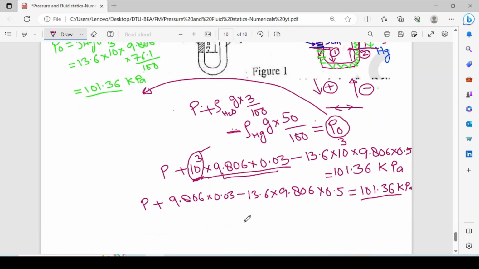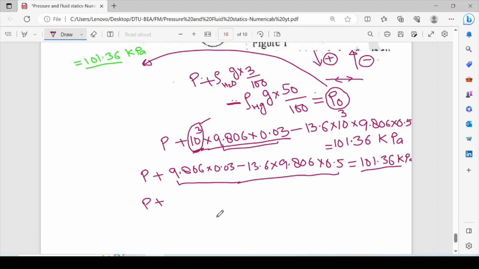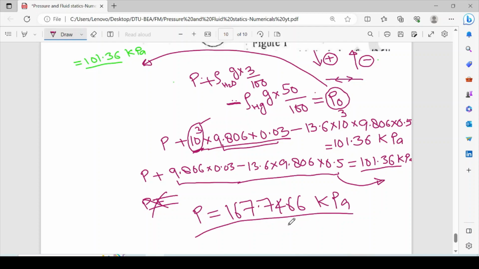So just solve this equation. After solving these two pressures, we find the total, that means the pressure P is equal to 166.7466 in kilopascal. This is your solution.